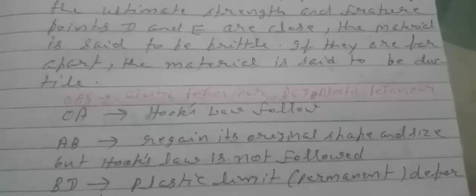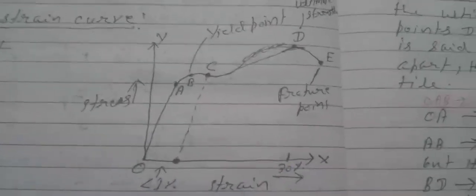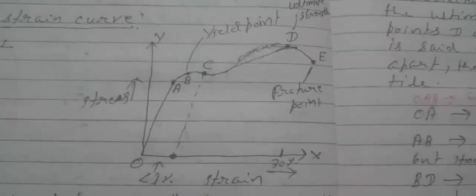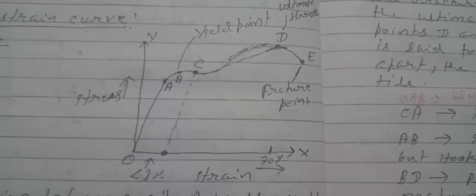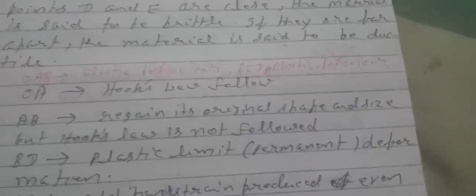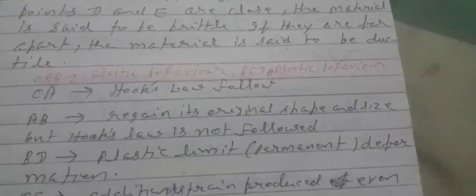From the figure OAB, this is a graph between stress and strain. So the graph from OAB shows the elastic behavior. BCD shows plastic behavior.